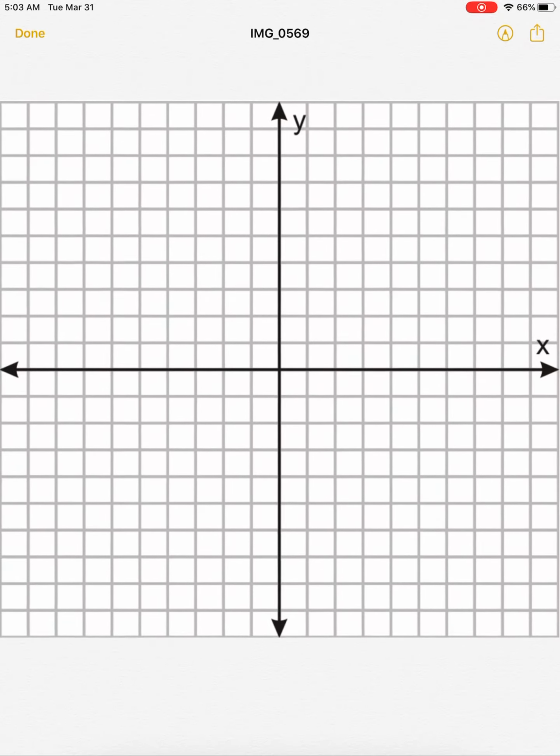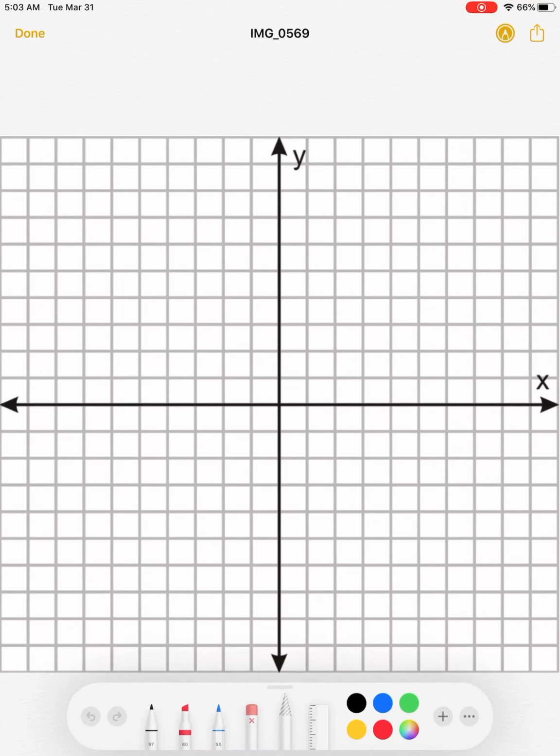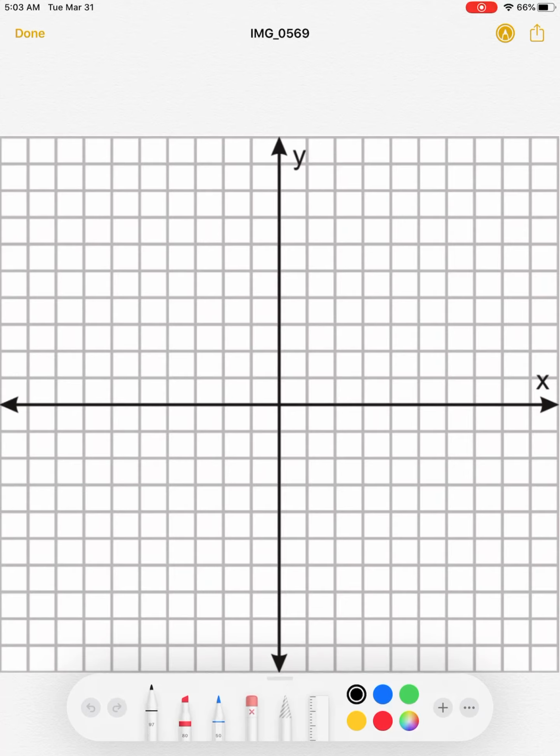They don't want me to draw. Uh-oh. Where's my pen? Okay. Straight down the middle. Mine's not going to be that neat. This will be your y-axis.